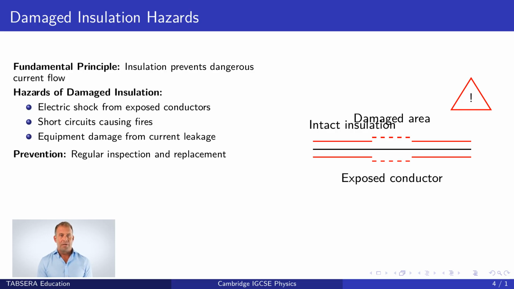Current can flow between conductors, creating sparks and heat. Third, equipment damage from current leakage. Electricity flows to unintended locations, damaging sensitive components. Prevention involves regular inspection of cables and immediate replacement of damaged insulation. The diagram illustrates a damaged cable with exposed conductor in the center section.